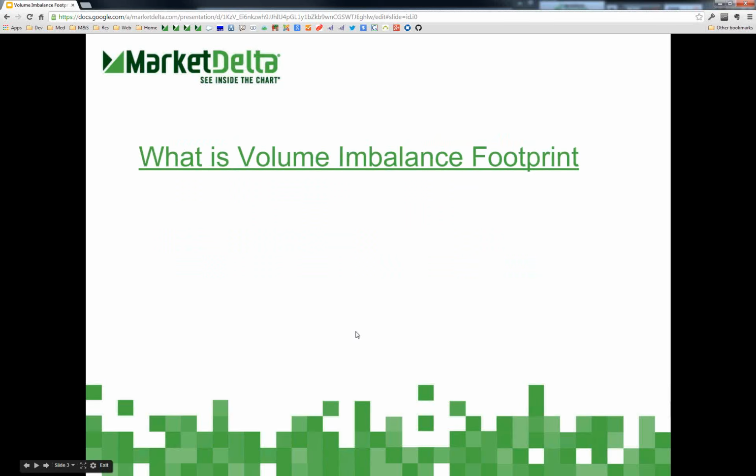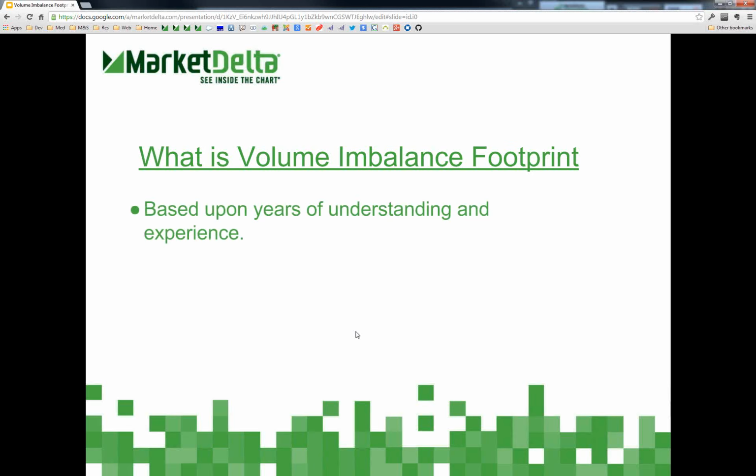So what we're really focused on today is talking about the volume imbalance footprint. To talk about the volume imbalance footprint, it's important to understand some of the differences and what it is. It's not just another footprint type, although it is, but there's a lot more to it. And so I want to describe what that is before we dive in to what it looks like on the charts.